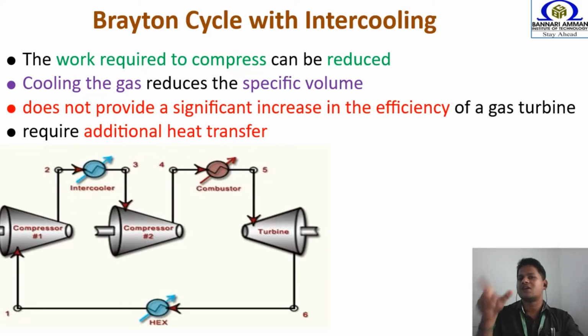So what happens if you reduce the temperature of the air? Obviously the volume is reduced. If the volume is reduced, the density is slightly increased. If the air has a higher density, we are able to compress the air easily. That is the main objective behind this Brayton cycle with intercooling.